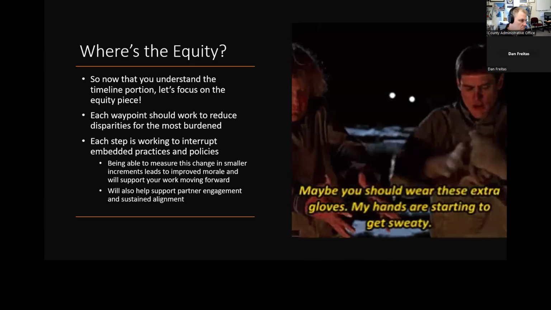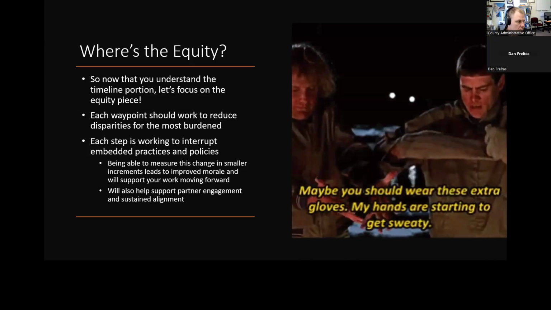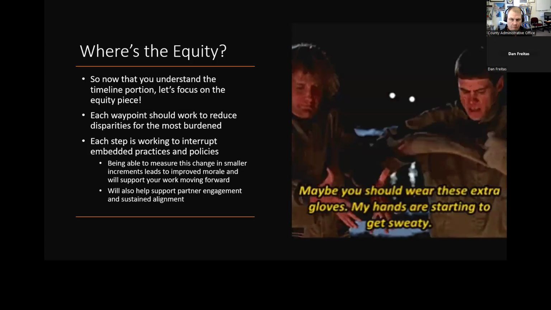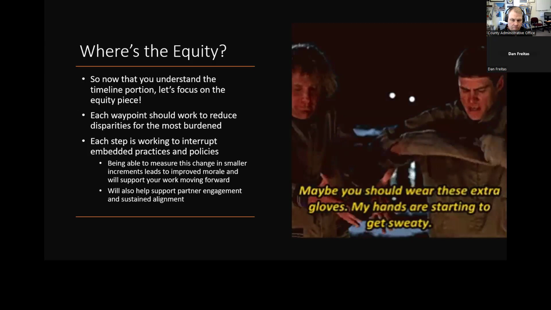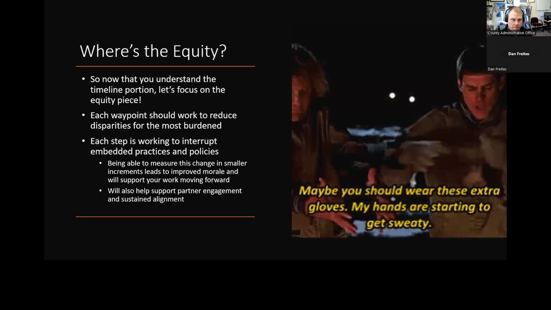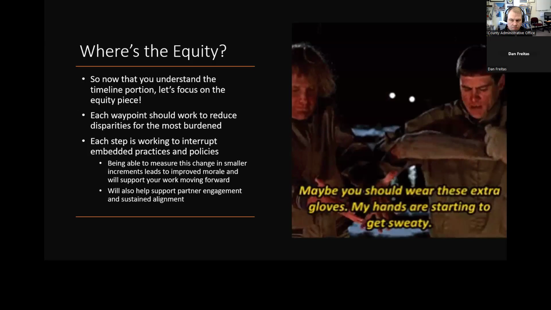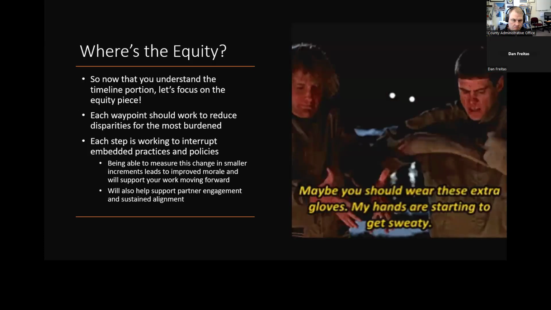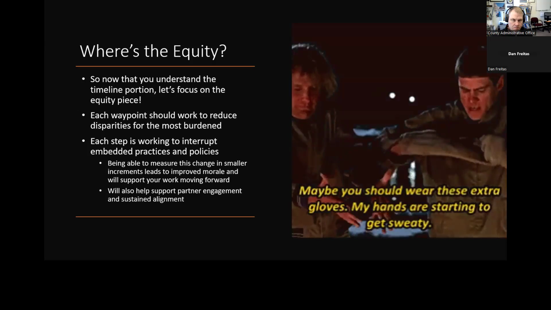Being able to measure this change in a smaller increment is going to lead to improved morale, and it's going to help support your work moving forward. Anybody who works on a team knows that, for me at least, the team morale and the team dynamics are incredibly important in the success or the failure of a project. The more we can keep the morale together and the team moving forward, the better likelihood we are going to have for success. And you're also going to have to engage other agencies a lot of times, maybe with the county or outside of the county, and having that support from partner engagement and that sustained alignment is really going to help with the success of your project.